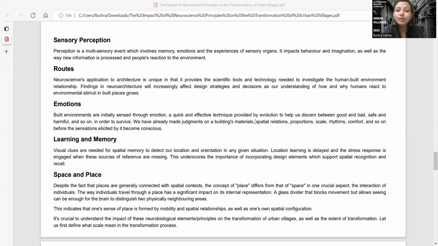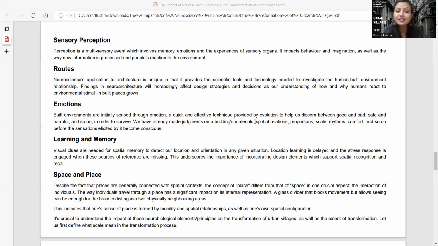And in learning and memory, visual clues are needed for spatial memory to detect our location and orientation in any given situation. Location learning is delayed and the stress responses engage when these sources of references are missing.